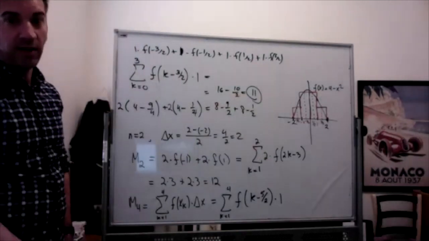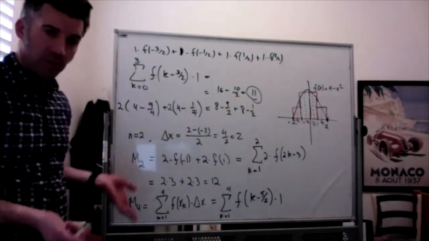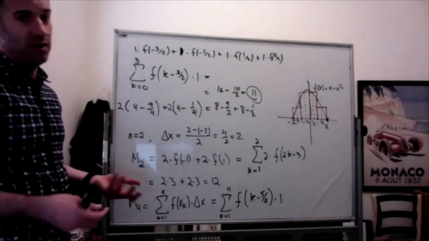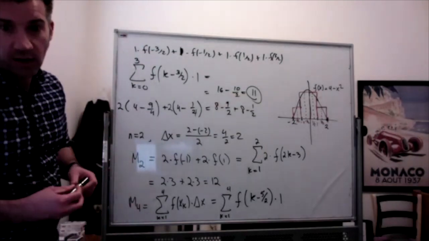So that's my better estimate. And the more rectangles we use, the better our estimate gets. So we could use 8, we get a better estimate, et cetera, et cetera.